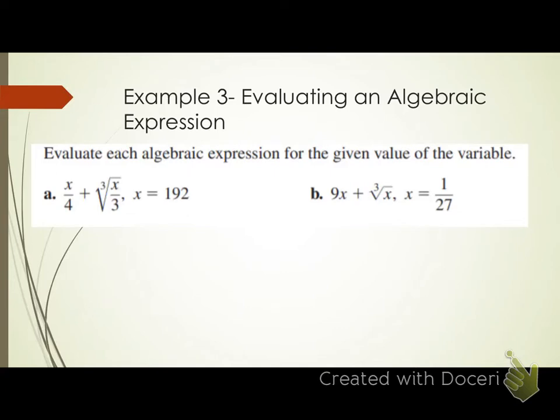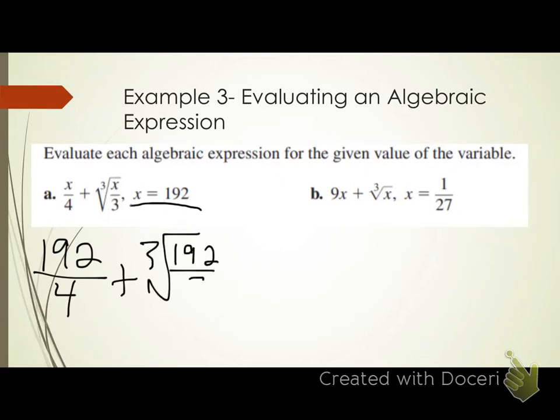Evaluating an algebraic expression. What makes it algebraic is that I have variables in there and they give me a value for my variable. So the very first thing I need to do is plug in 192 for x, since x equals 192. Anywhere I see an x in my expression, I'm going to plug in 192. So I get 192 over 4 plus the cubed root of 192 over 3. So now I've plugged my x value in.